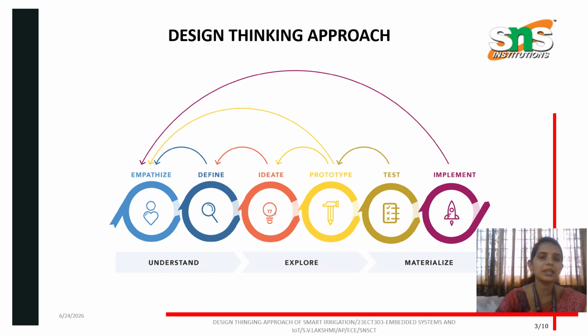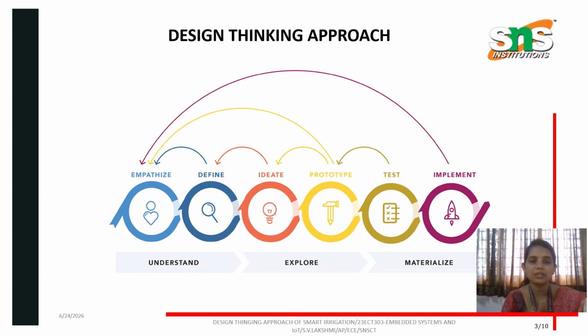Design thinking is a way of problem solving. It is a human centric approach where we solve the problem by considering each and every need of the end user. We consider the emotional and social needs of the end user. Here there are 5 stages. The first stage is empathy.